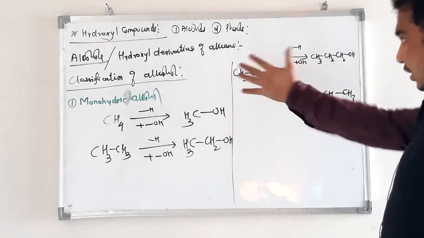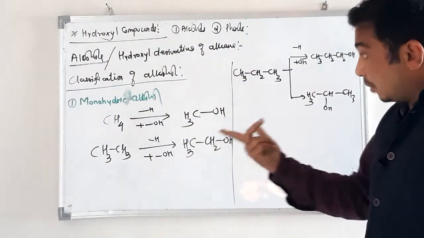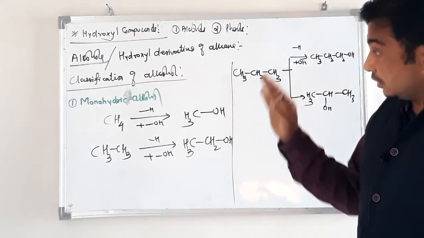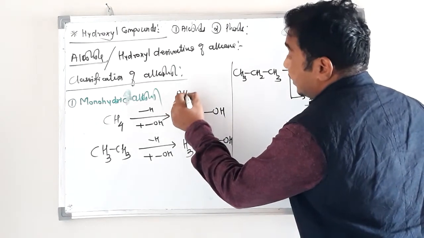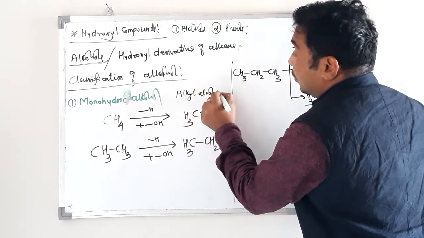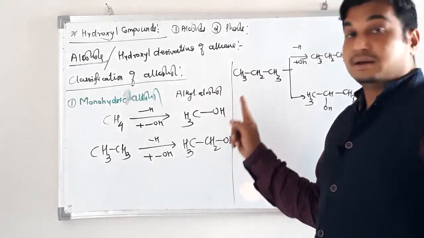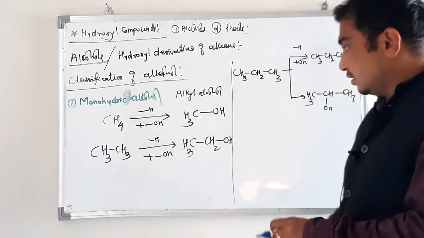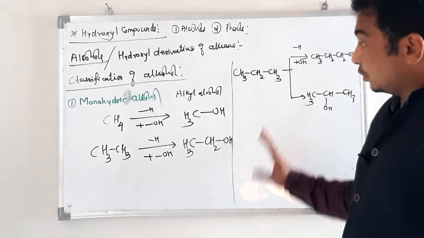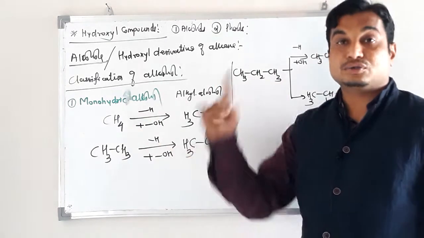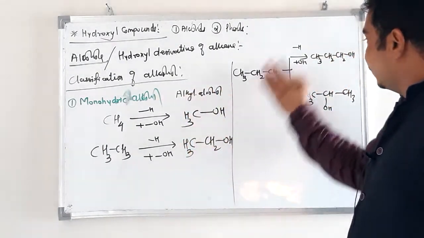And again, this monohydric alcohol has two names, common name and IUPAC name. Common name is very simple. In common nomenclature, alcohol is named as alkyl alcohol, just like alkyl halide, alkyl alcohol. So what is the common name of alcohol? Alkyl alcohol. Okay, I will explain next time. So how is monohydric alcohol obtained? Just replace one hydrogen atom from alkane by OH group, then we get different alcohols.